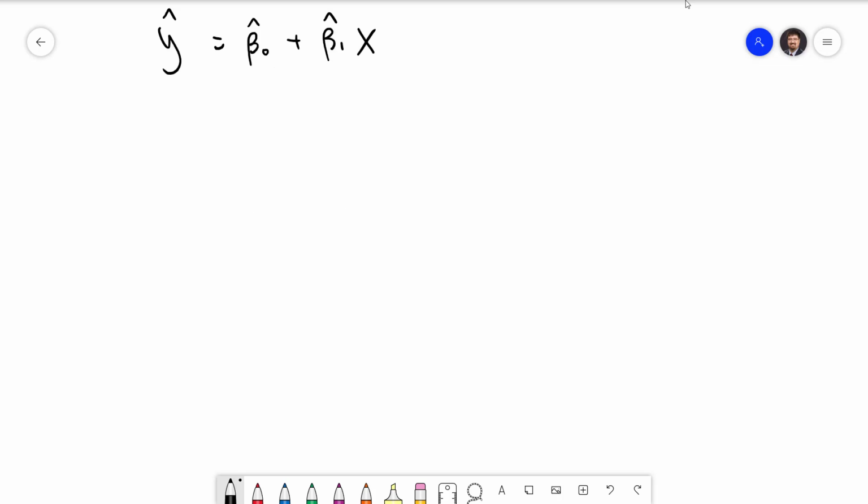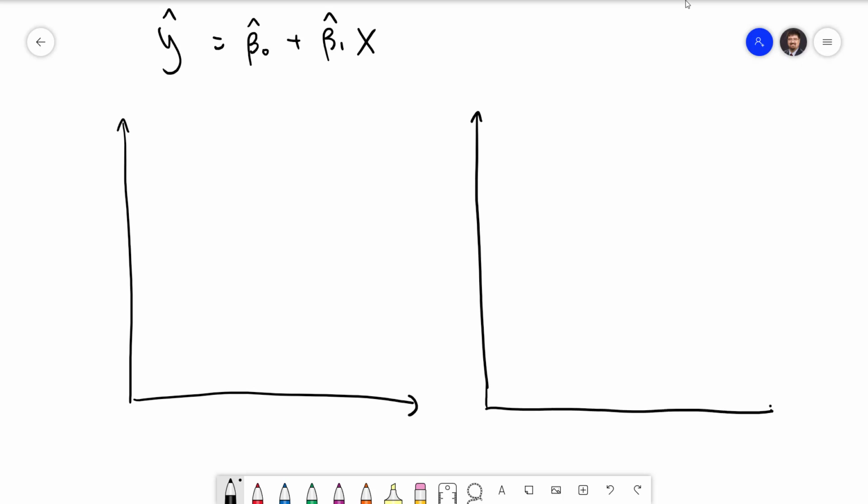Let's illustrate this concept using a graph. I'm going to draw two axes with x and y on each. On the left, I'm going to draw the graph for the population, and on the right, I'm going to draw a graph for the sample.